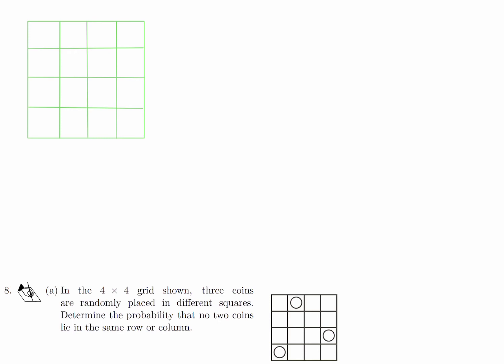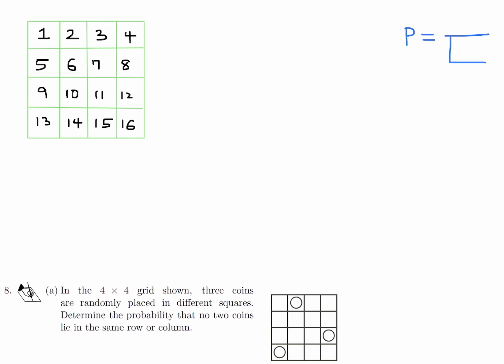Here's a 4x4 grid, and the best way to approach this problem is to label each of these squares from 1 to 16, like that. And as always with probability questions, the very first thing I like to do is figure out the denominator. So the probability of something is always a fraction, right? It's something over something. 1/2, 1/3, 7 over 20, whatever. So first thing I like to do is figure out the denominator.